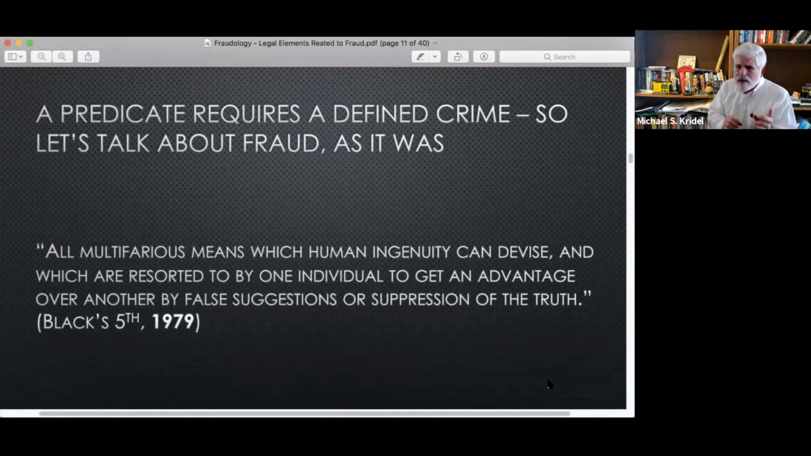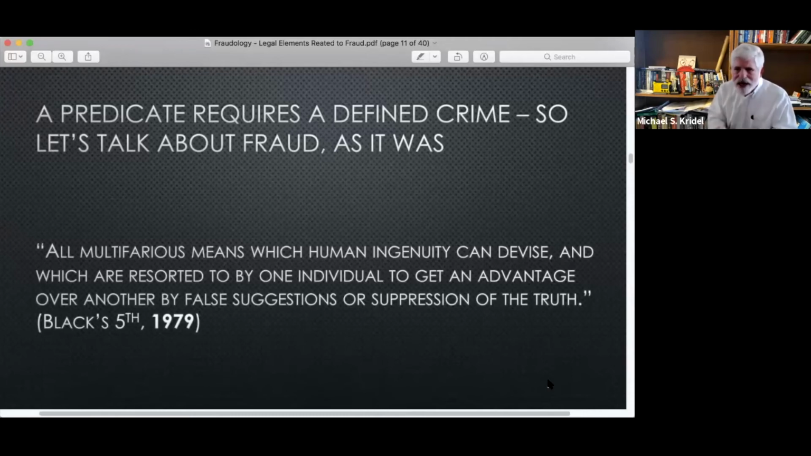I mentioned a predicate before, so let's talk about a predicate again. A predicate requires a defined crime. You as investigators need to know what predicates are and what fraud is. The definition of fraud in 1979, when Black's was in its 5th edition, said it was all multifarious means, which means evil-intentioned means, which human ingenuity can devise and which are resorted to by one individual to get an advantage over another by false suggestions or suppression of the truth. That's what fraud was in 1979.